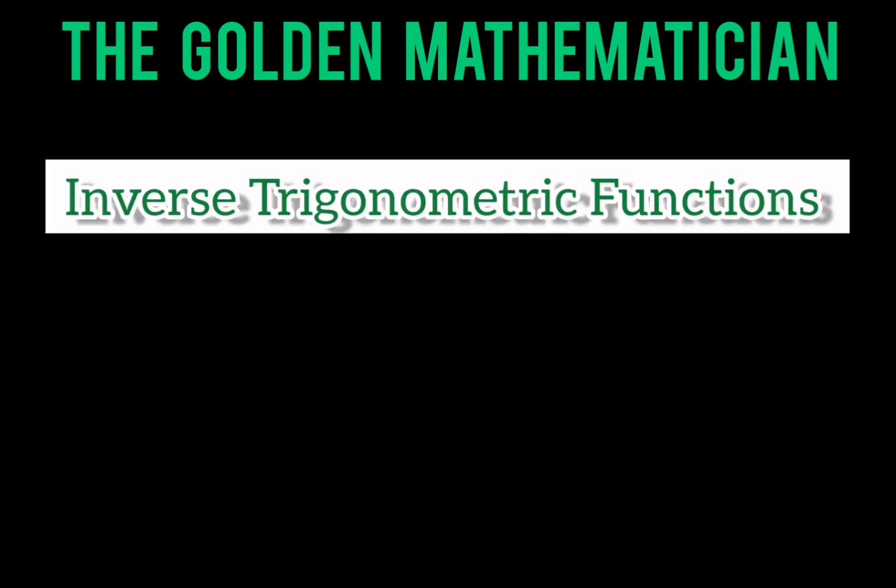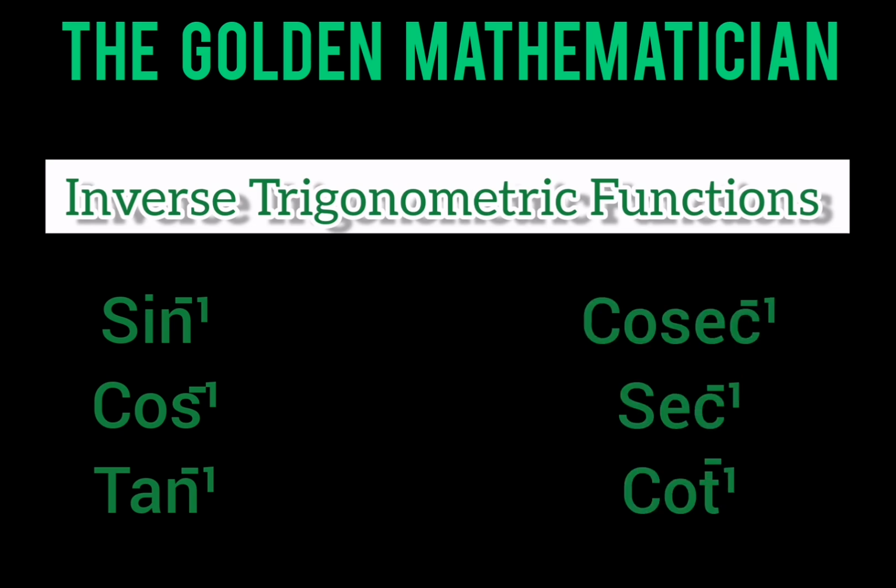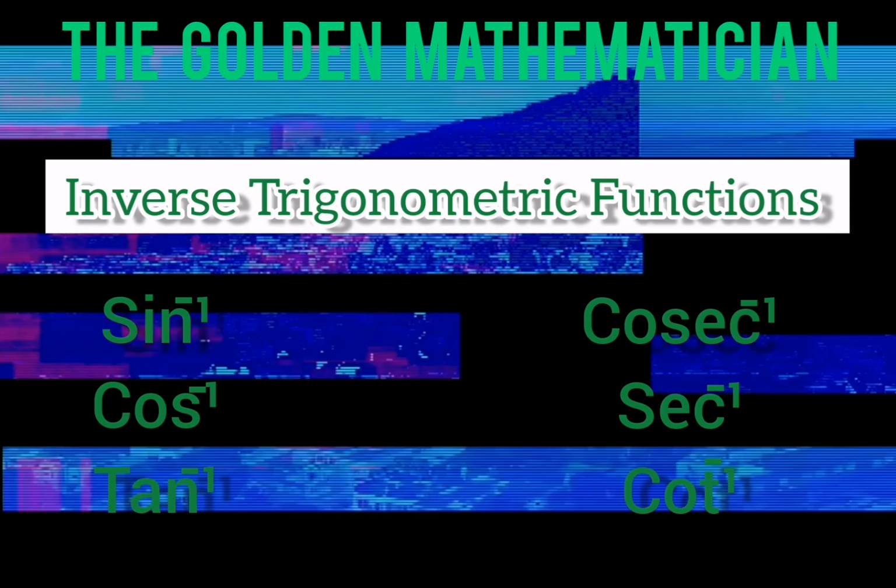There are also 6 of them. They're just like the inverse of the trigonometric functions. For example, the sine inverse function, cos inverse function, tan inverse function, cot inverse function, cosec inverse function, and the sec inverse function.